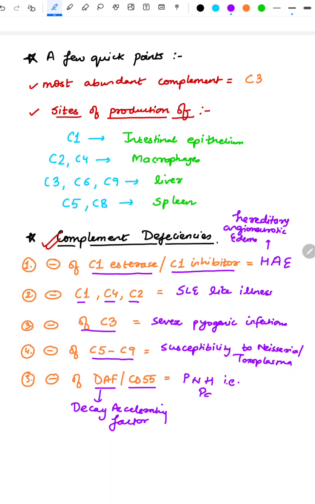That is paroxysmal nocturnal hemoglobinuria.